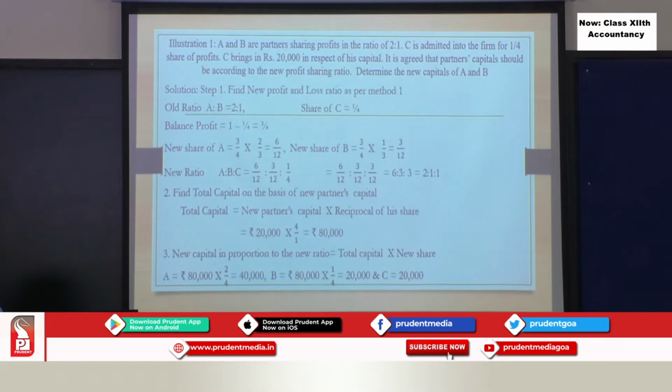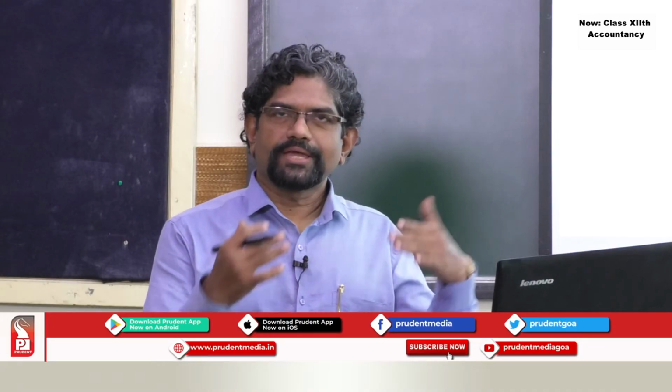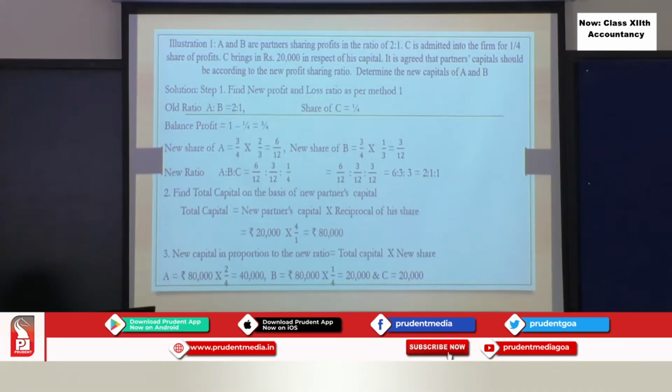20,000 rupees. And the capital of C is 20,000. The same calculation I have shown on the screen, so you can have a look again. The first step is finding the new profit and loss sharing ratio, which we have calculated using method 1. The ratio we got is 2 is to 1 is to 1, and this ratio we are going to use to find the proportionate capital.